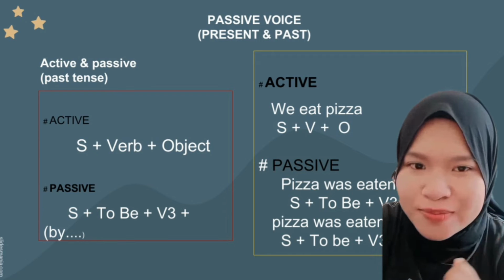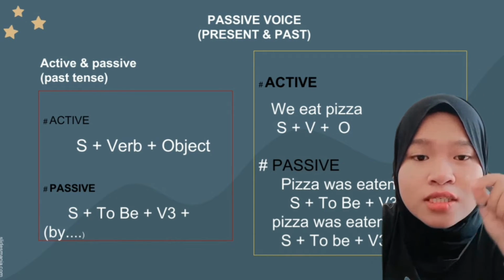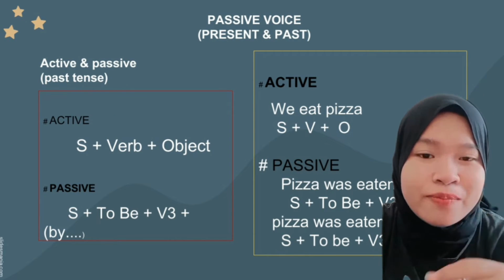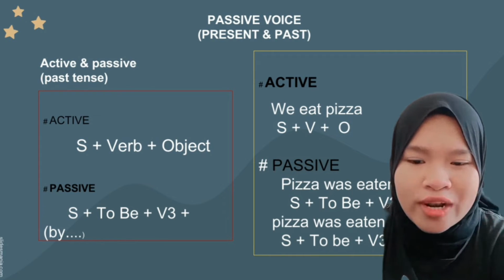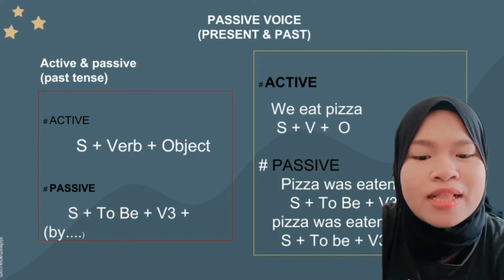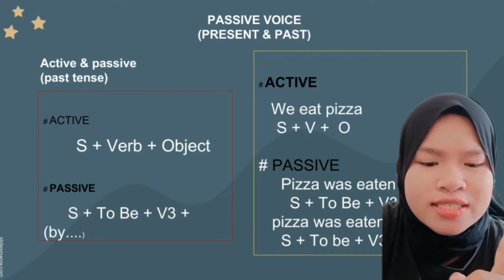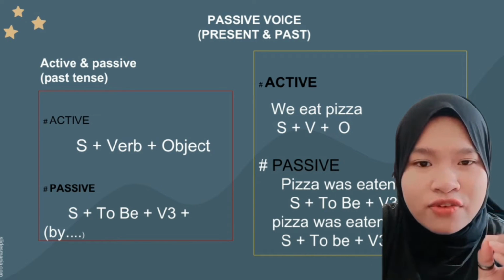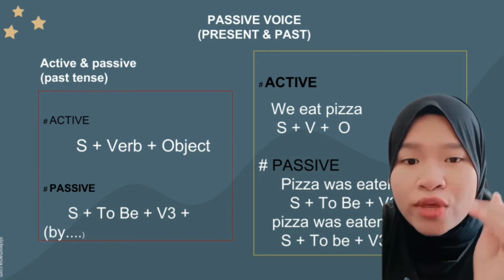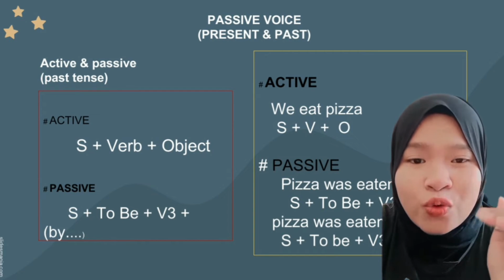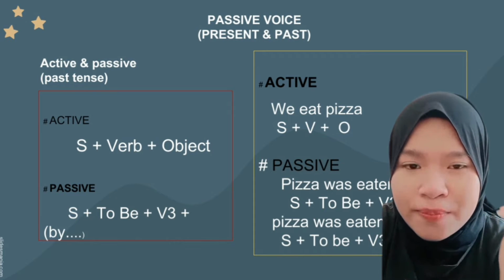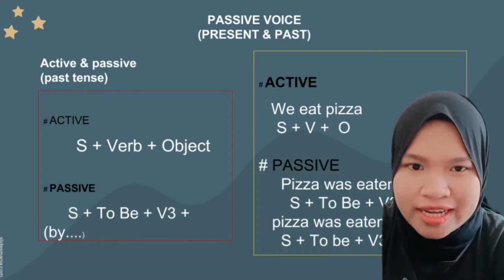Meanwhile, the passive sentence is subject plus to be plus verb 3 plus by who, like that. Straight to the example of an active sentence and a passive sentence. First, we will discuss the active sentence. The sentence is "We eat pizza." We is the subject, eat is the verb, and pizza is the object.